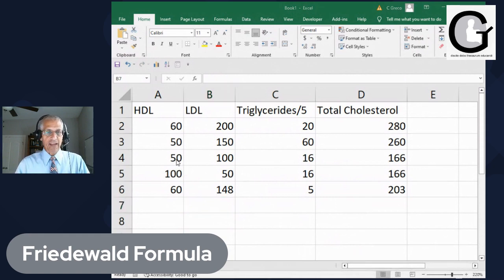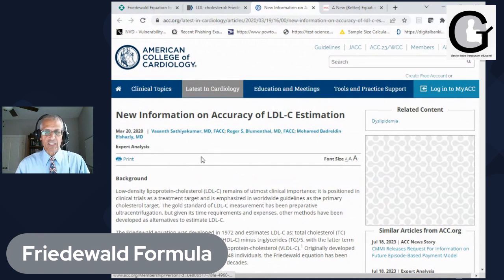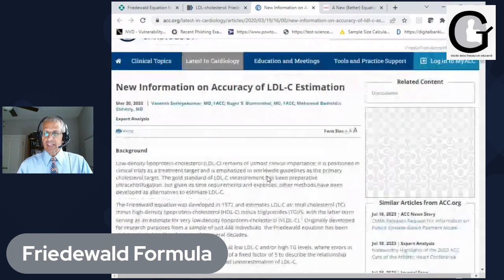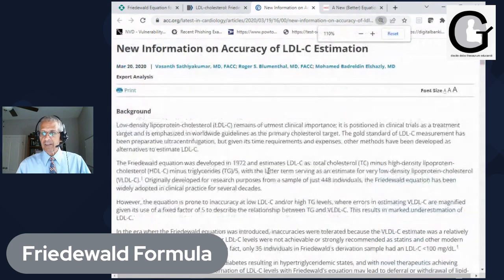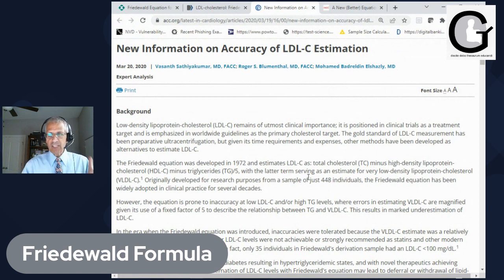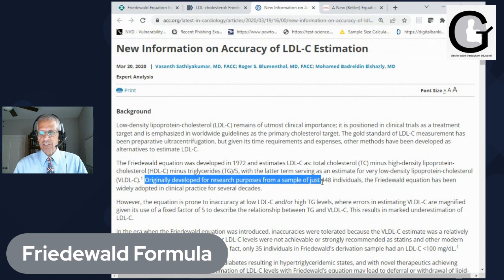So getting back to the new information on LDLC estimation. It goes into different aspects of what was going on. Developed in 1972, it estimates LDLC as total cholesterol minus HDL minus triglycerides over 5, with the latter term estimating the very low density lipoprotein cholesterol. They always say LDLC, HDLC, all this stuff. It was originally developed for research from a sample of just, notice they say just, 448 individuals.